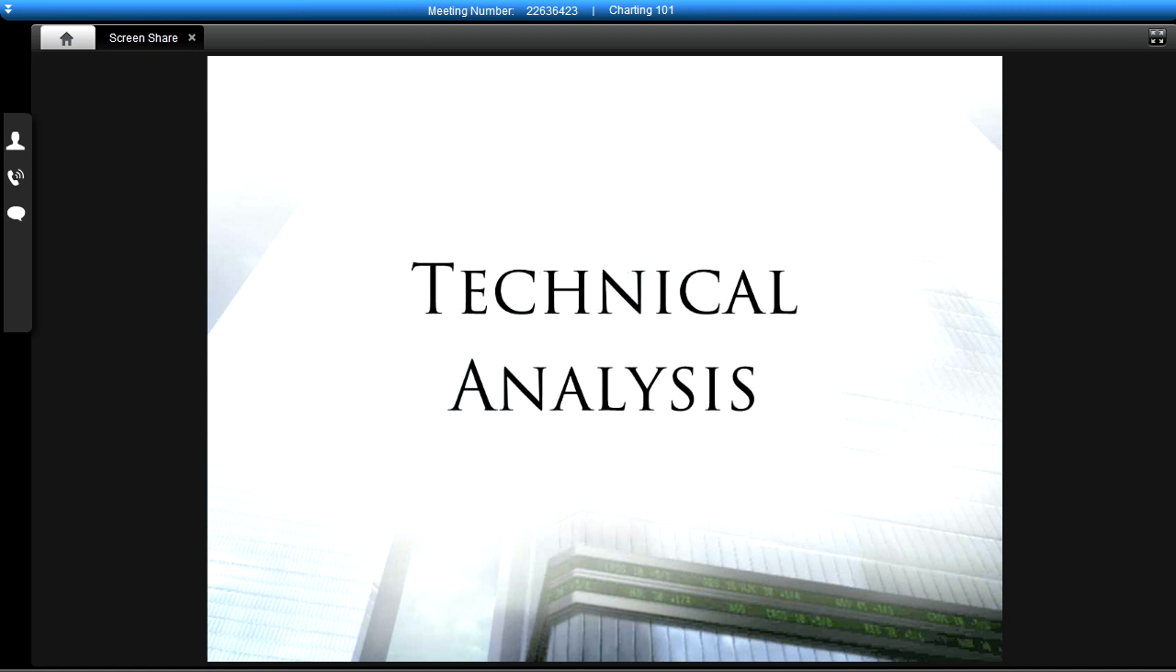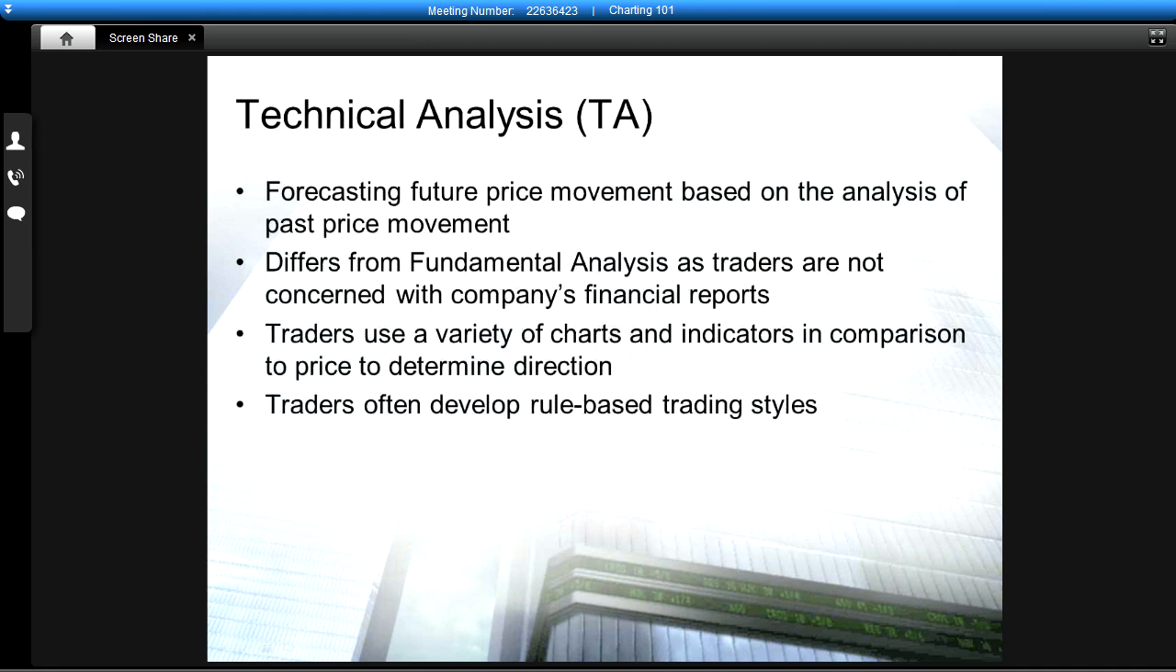So to begin, before we start really with price charts, I want to talk about technical analysis real briefly. Technical analysis is really an art of forecasting future price movements based on analysis of price movement. I say it is an art as it takes time, experience, and practice to become a skilled trader using technical analysis. Now, technical analysis differs from fundamental analysis as traders are not concerned with the company's financial reports or economic conditions because they feel that price already reflects this information.